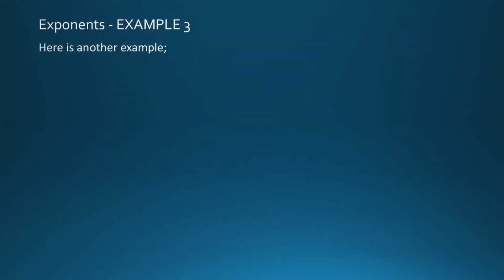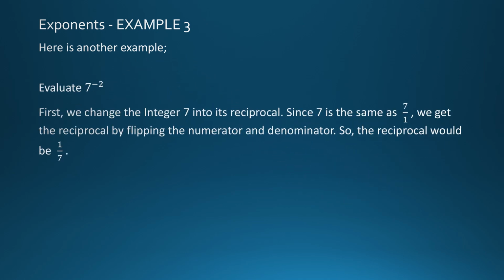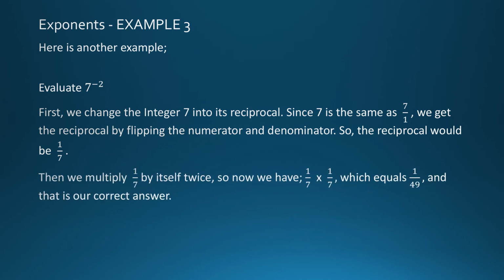Here's an example. Evaluate 7 to the minus 2. First, we change the integer 7 into its reciprocal. Since 7 is the same as 7 over 1, we get the reciprocal by flipping the numerator and denominator. So the reciprocal would be 1/7. Then we multiply 1/7 by itself twice, so now we have 1/7 times 1/7, which equals 1 over 49, and that is our correct answer.